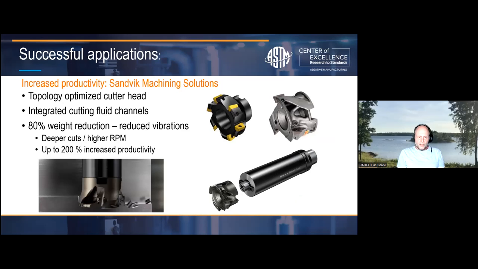Actually, for machining, subtractive manufacturing, Sandvik, a Swedish company, has been working on this. And one of the first products they came up with was a topology-optimized cutter head for a milling cutter. They put in integrated cutting fluid channels within the tool, so the cutting fluid goes where it is actually needed, and you don't have to drench the whole part with it. And since they can make this cutter head much lighter, the vibrations will be reduced a lot, in particular if you need to reach at a long distance. It means they can cut much deeper, with higher cutting speed, and altogether they guarantee up to 200% increased productivity.